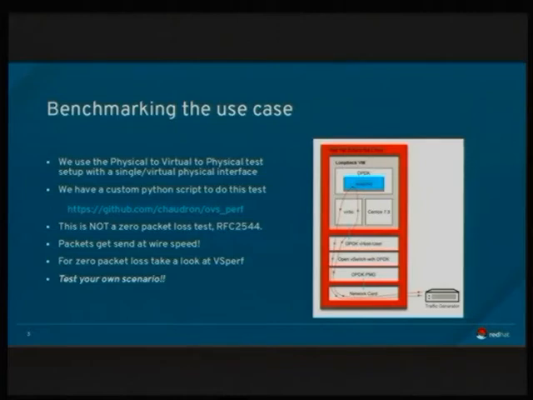We have a homegrown Python script that we use to test this scenario. The link where it's available is there. This is not a zero packet loss type of test, so we will send the packets at wire speed, and then we just measure the amount of data that's dropped. If you would like to test yourself and you would like to do a zero packet loss test, according to the RFC specifications, you probably want to go and try to use VSPerf, because that is set up for that scenario. That is using two physical ports rather than one physical port for the testing.